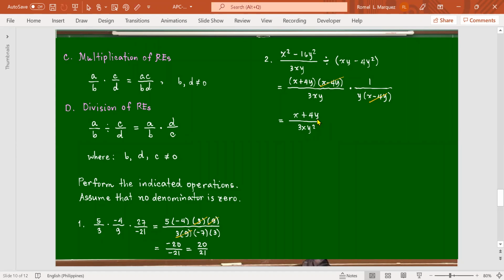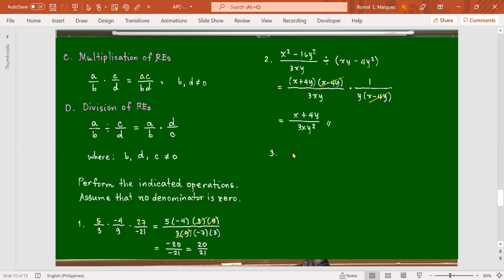Can we cancel x or y here? No, because it is x plus, not times. Okay? That's it. Is that clear? You can cancel only because in the denominator, 3xy squared are all factors, but in the numerator, x and y are not. Okay?